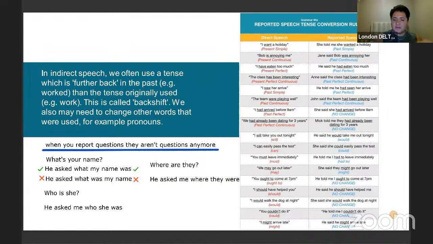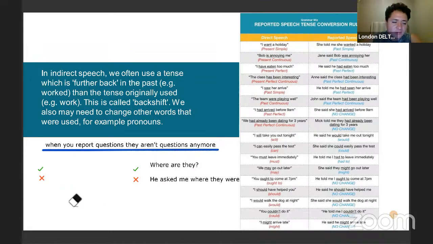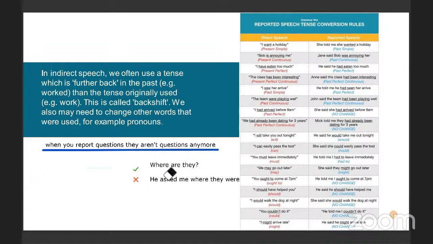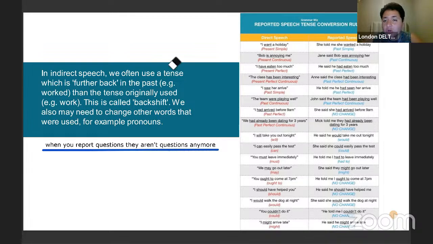Do you see it? Yes. Okay, very good. Any questions then? No. Okay, what happens when the question is not with WH?